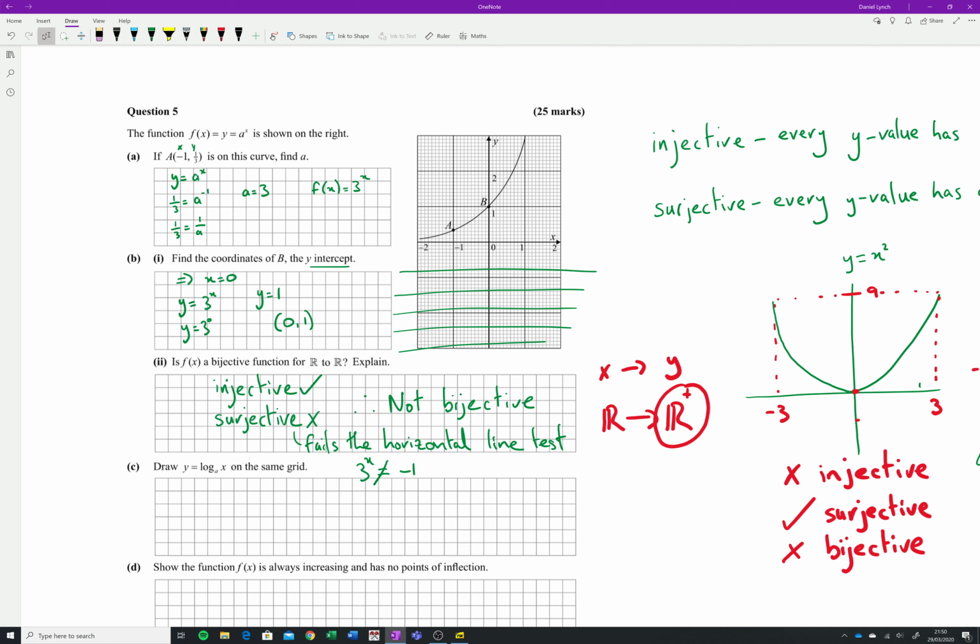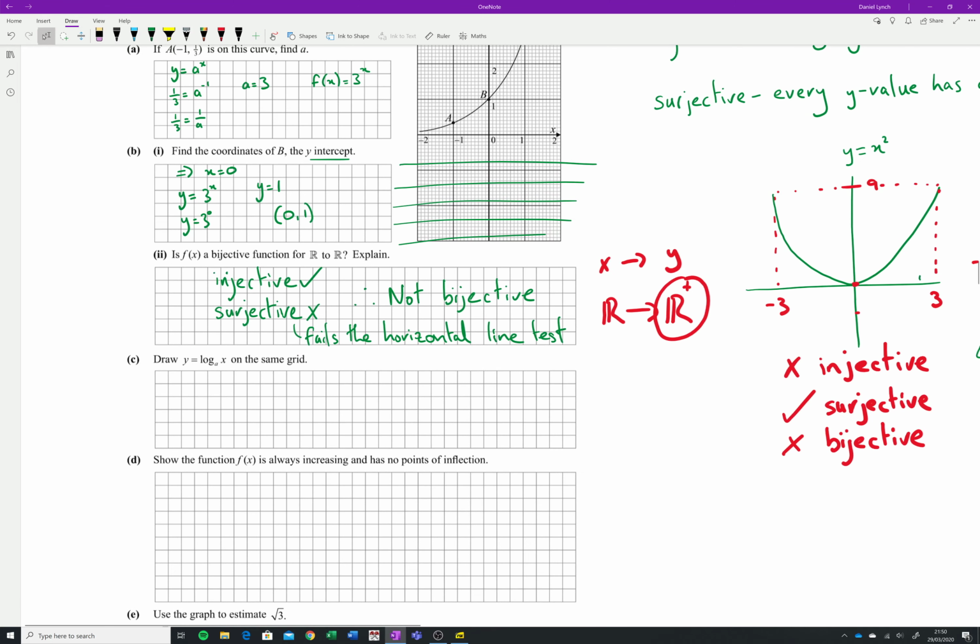Okay, the C part asks you to draw log of x to the base a. We know that a was 3, I think it was, yeah. So this really is just a bit of calculator work. y is equal to log of x to the base 3. Just make out a grid is what I'm going to suggest to you. If you just remember what it is to be a log, 3 to the power of something has to give you that value up there.